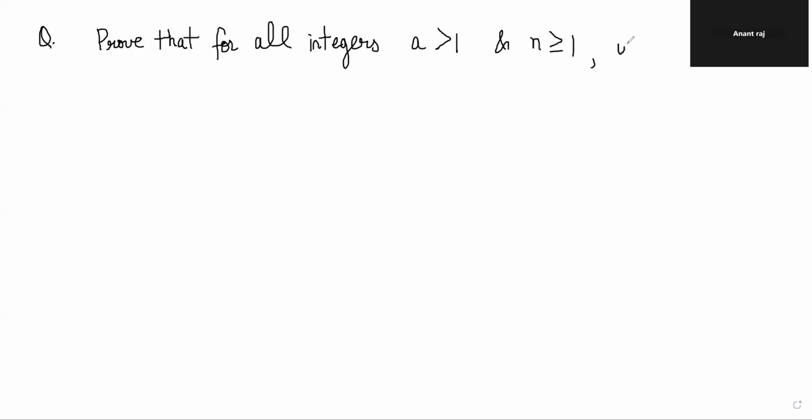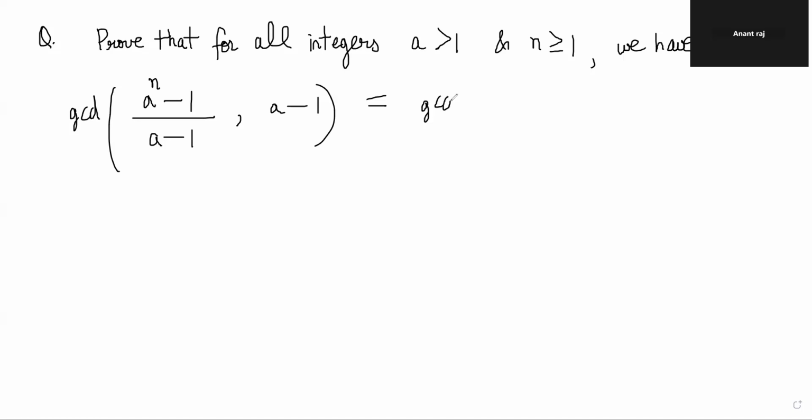Okay, then try this question first. Prove that for all integers a greater than 1 and n greater than or equal to 1, we have GCD of (a power n minus 1) by (a minus 1), comma a minus 1, is equal to GCD of a minus 1, comma n. Try this out first.